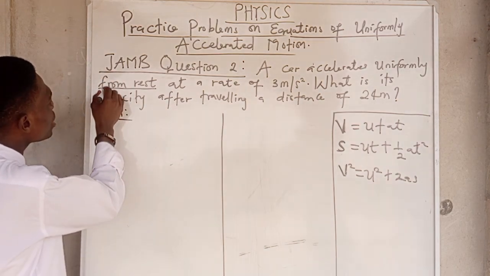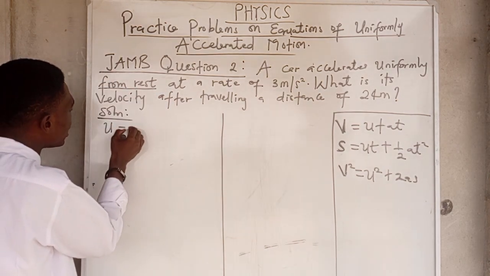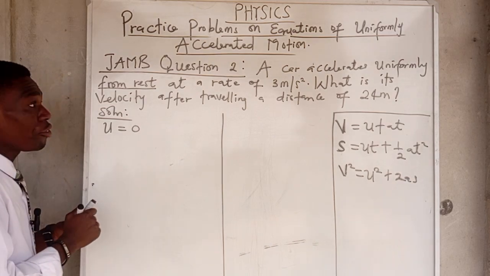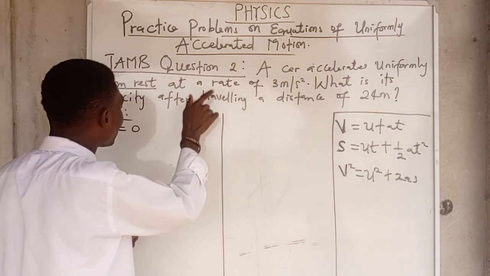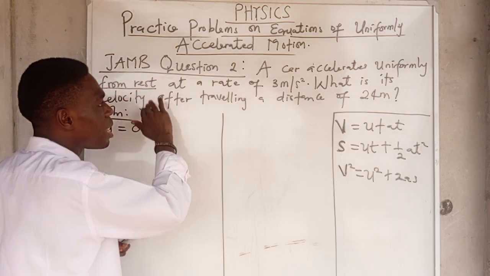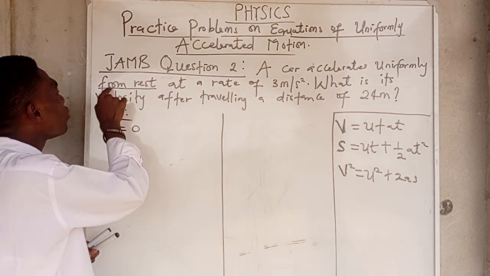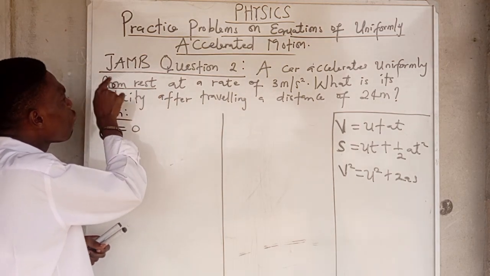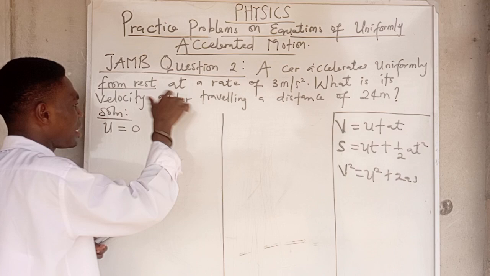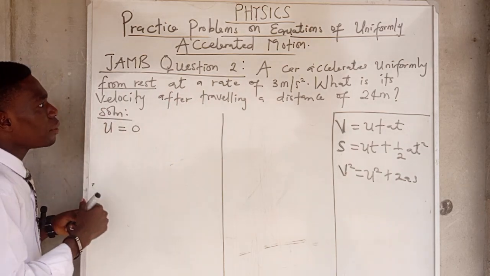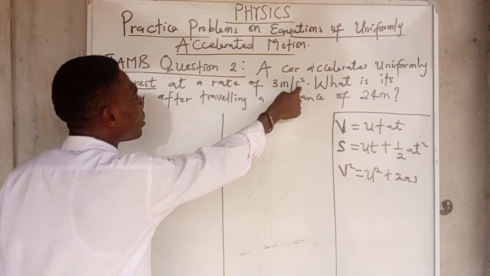And so that means, because of this, u is equal to 0. Now a bit confusing, right? Because nothing like u or initial velocity was mentioned, but they have given it to us because of these words: from rest. So u is equal to what? 0.